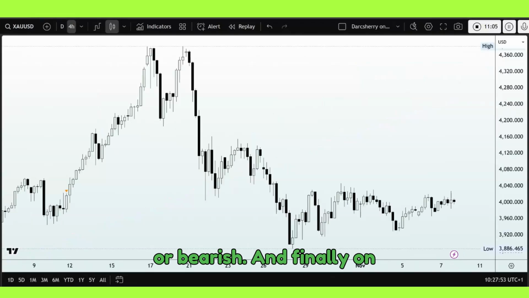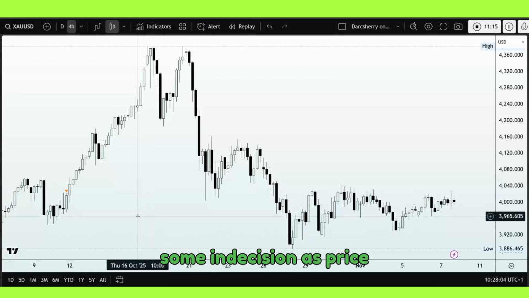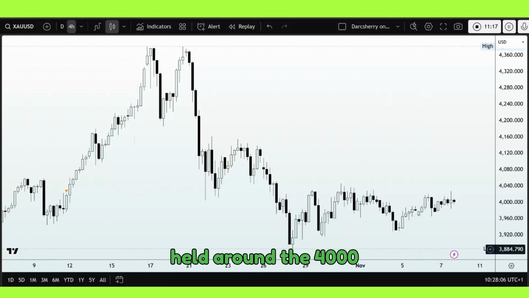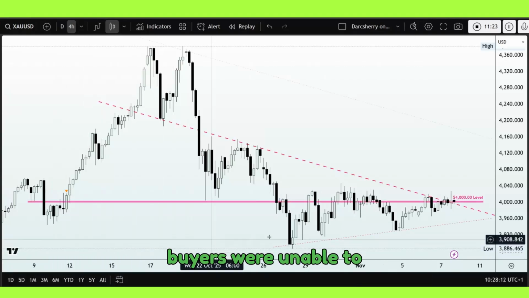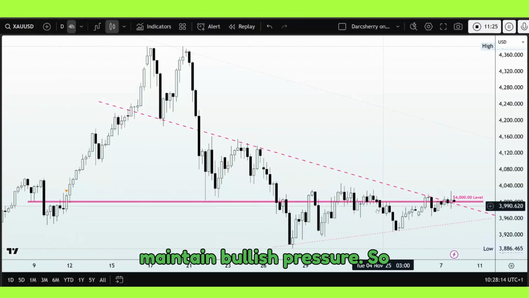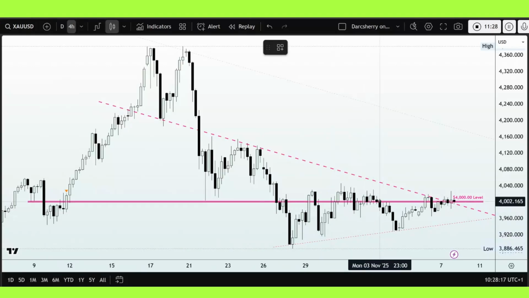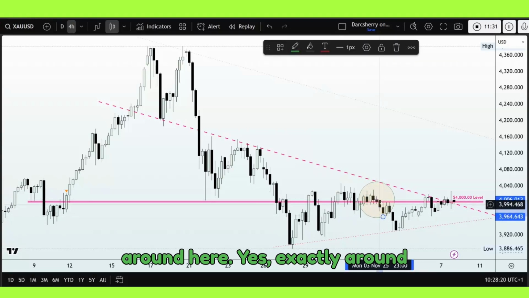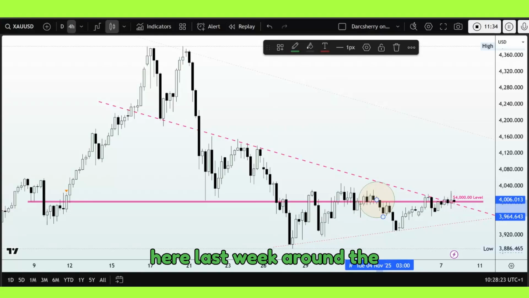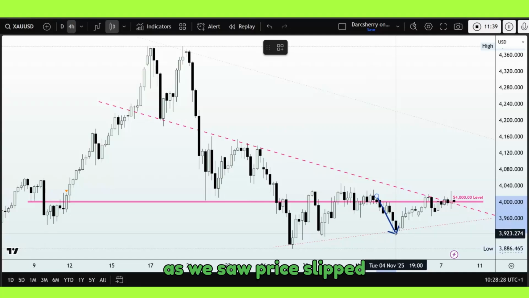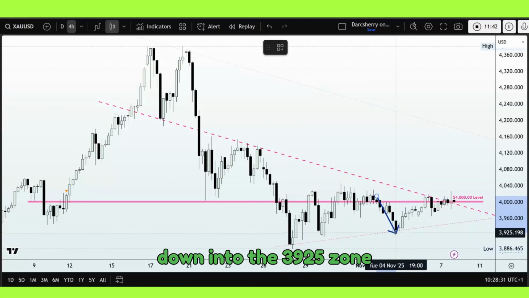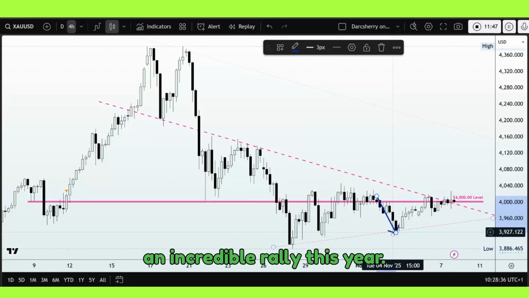And finally, on the gold commodity, last week started with some indecision as price held around the 4,000 psychological zone. But unfortunately, buyers were unable to maintain bullish pressure. So last week started somewhere around here. Yes, exactly around here last week, around the $4,000 mark, but couldn't hold as we saw price slipped down into the 3,925 zone as traders took profit after an incredible rally this year.